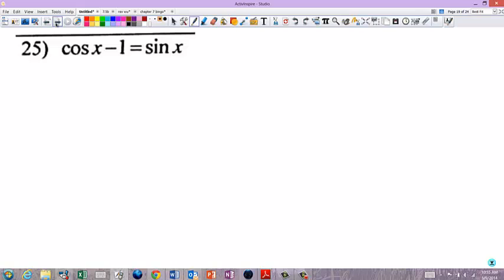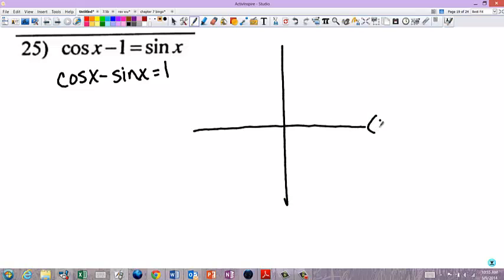There's not really a happy way to do this question. You just have to kind of think about it. If we manipulate it around a little bit, cosine minus sine equals 1. So the question is, where on my circle can I do cosine minus sine and get 1?